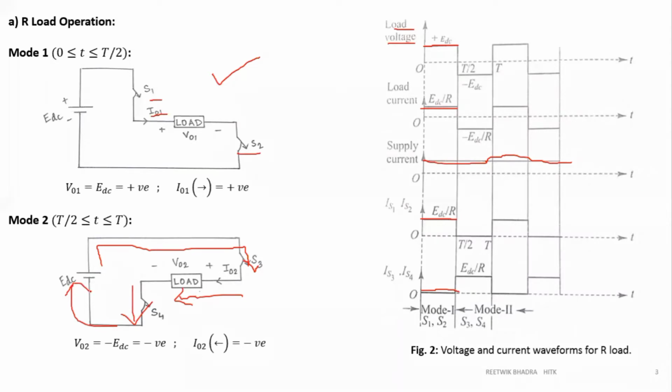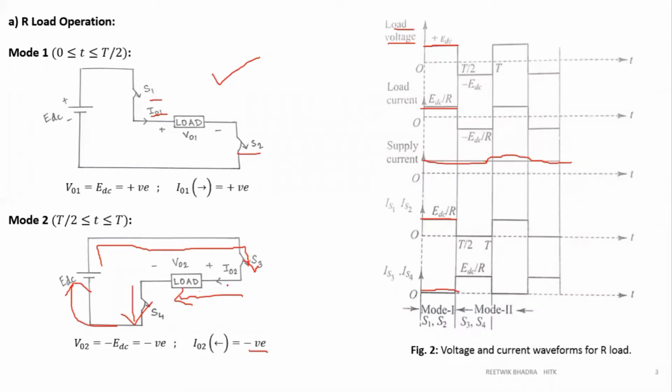And what is the current direction? I02 is in this direction, from right to left. Compare your I01 direction with this one. This I01 has been compared with the standard direction and written positive and negative, so I can think of I01 also as a standard. Comparing your I02 and I01, both directions are opposite. So I02 is in this direction, and obviously I02 current is negative.